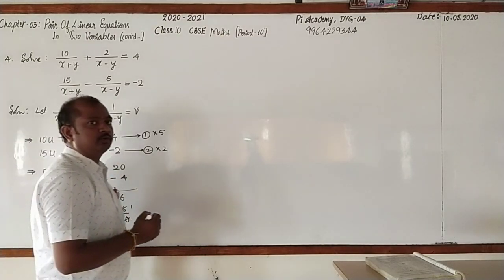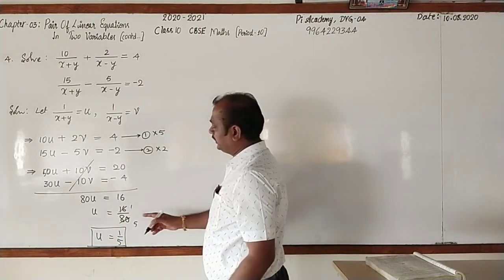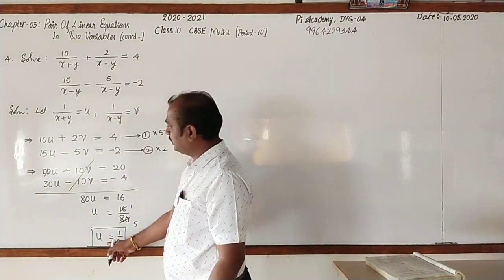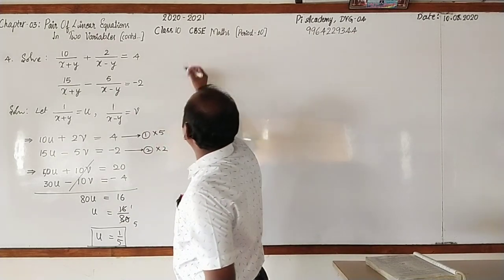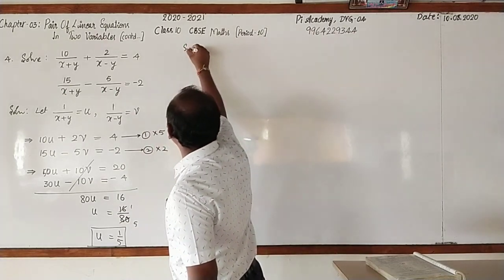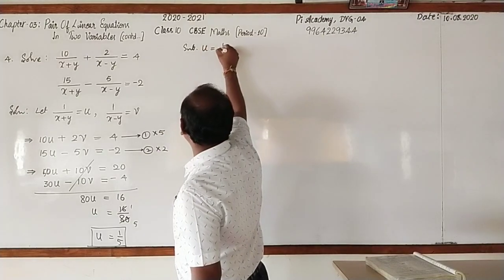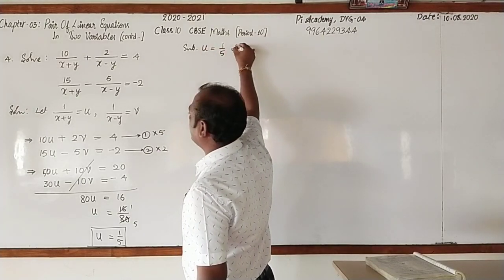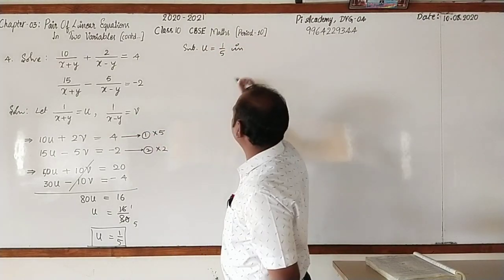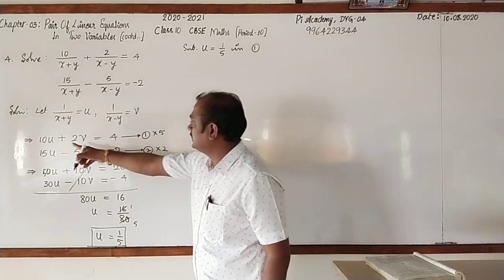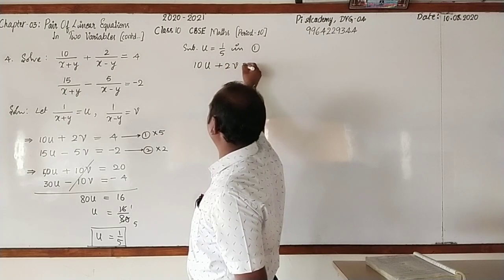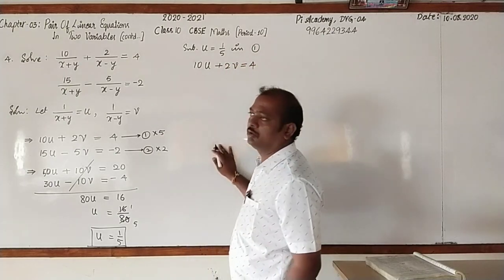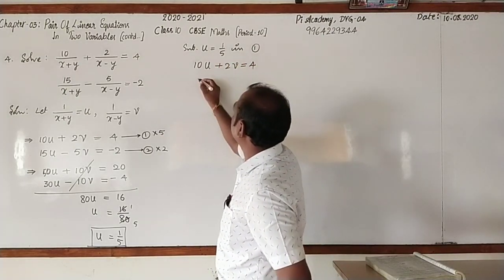Next we have to find out v. To find out v, substitute u value in any one of these two equations. So, let us go for substituting u equal to 1 by 5 in equation 1 only. Equation 1 is, it is 10u plus 2v, this is equal to 4, where u is 1 by 5.